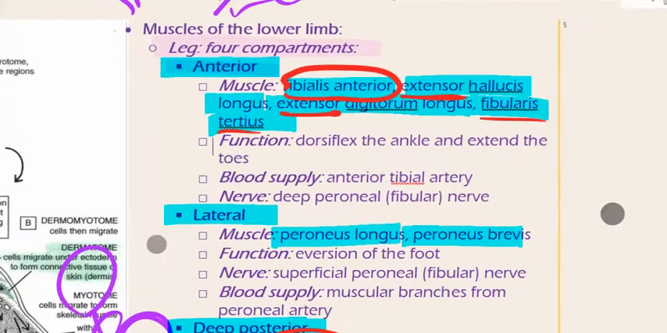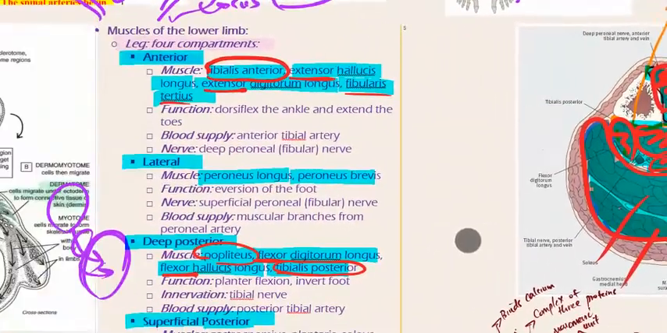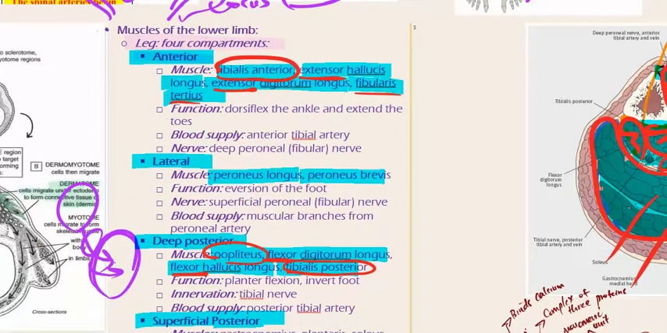Did you guys get the connection here? If you just remember that you're in the anterior compartment, then you have tibialis anterior, and then just two extensor muscles. One of them goes to the big toe, and the other goes to the digits of the toe. So extensor hallucis longus and extensor digitorum longus. Then fibularis tertius is just one you see sometimes and sometimes you don't.